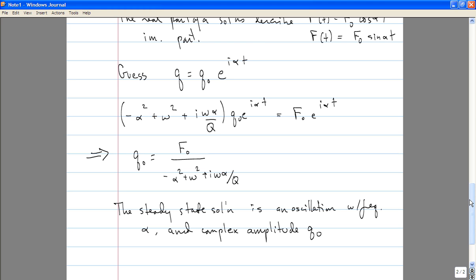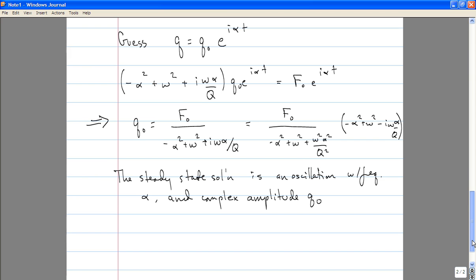So it's perhaps useful to write those down a little more explicitly. So let me just write this as, whenever you have a complex number in the denominator, you just multiply by the complex conjugate of the denominator divided by itself, and you get minus alpha squared plus omega squared alpha squared over Q squared times minus alpha squared plus omega squared minus i omega alpha over Q.